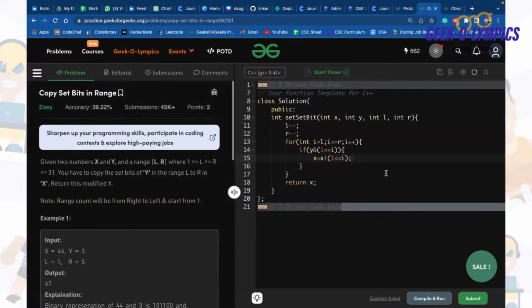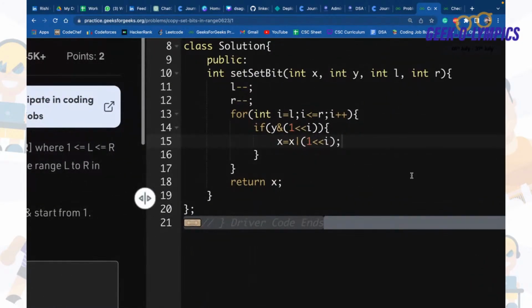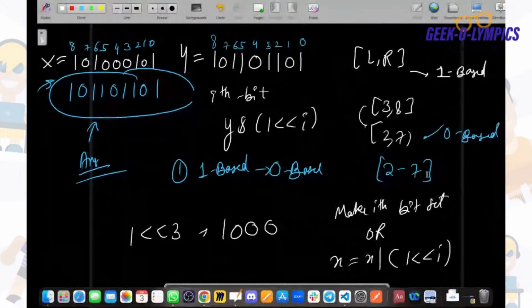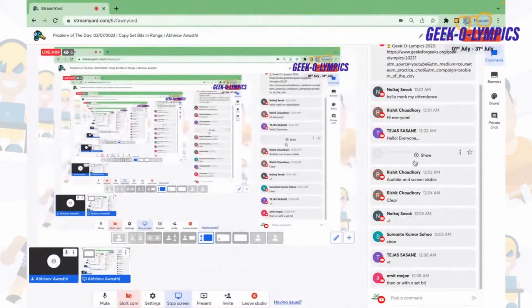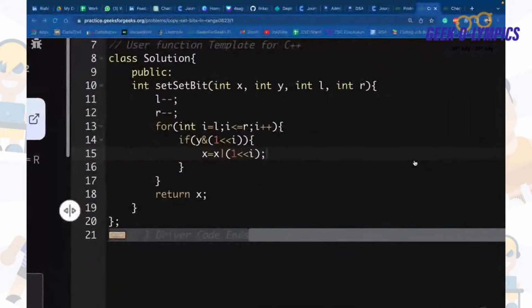Okay guys, this is the problem. Is it clear to everyone? Any doubts, guys? Please let me know if it is clear. Please send a +1 if it is clear to everyone.